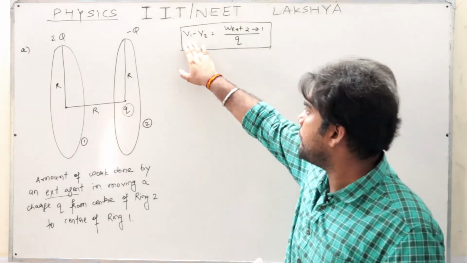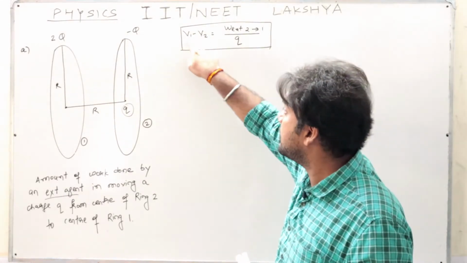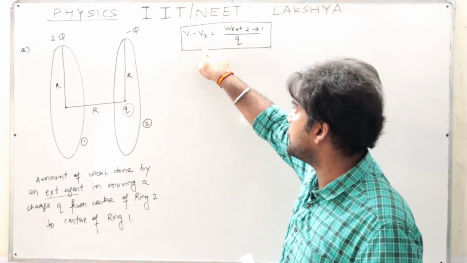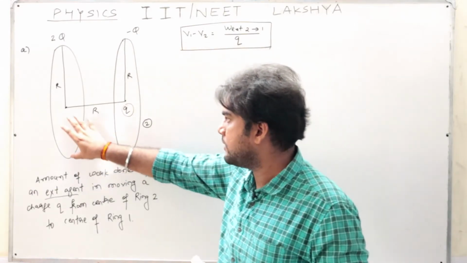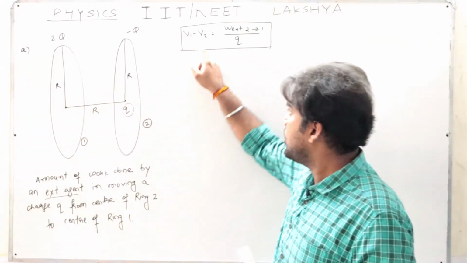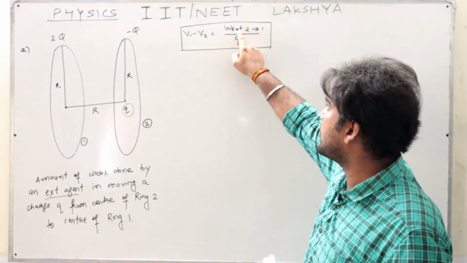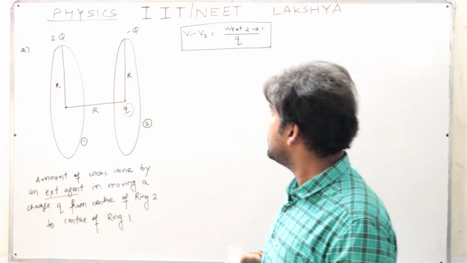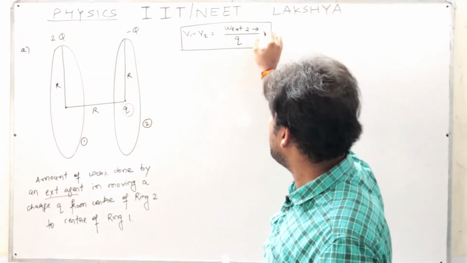Potential difference V1 minus V2: this is final minus initial. Because here you have to bring a charge q from 2 to 1, point 1 will be the final position. V1 minus V2 equals W external from 2 to 1 upon q. So we have to calculate this W external.